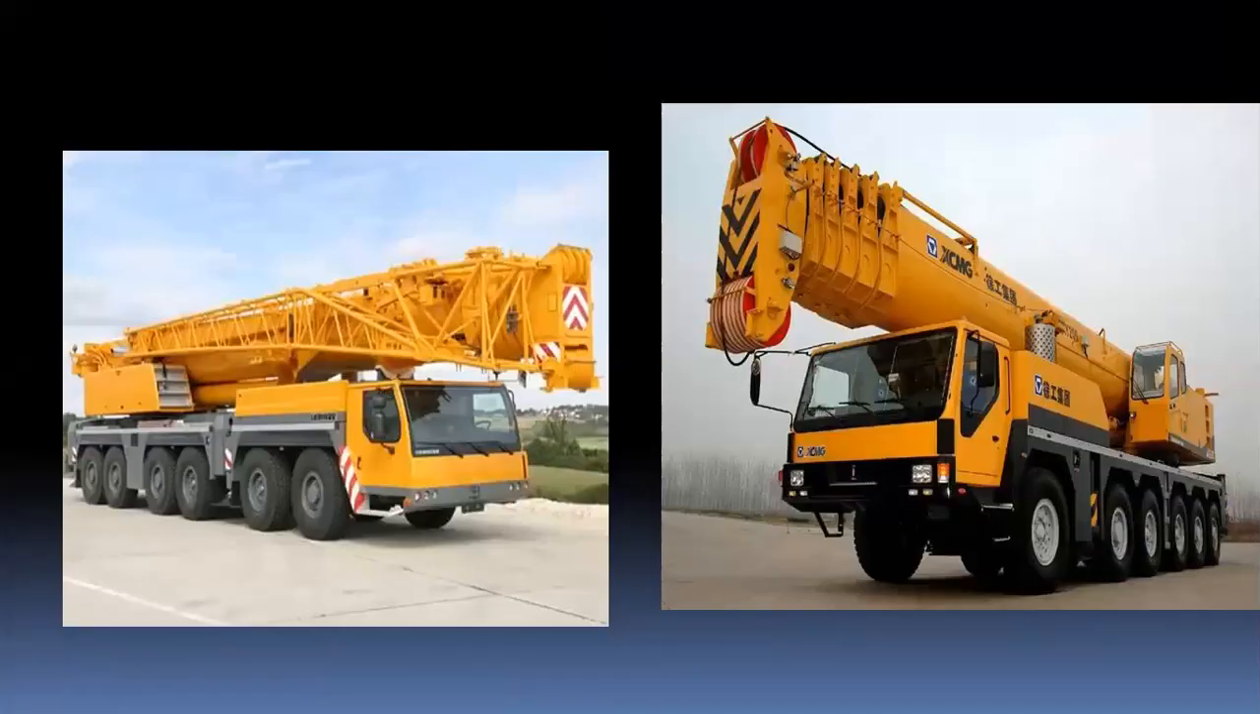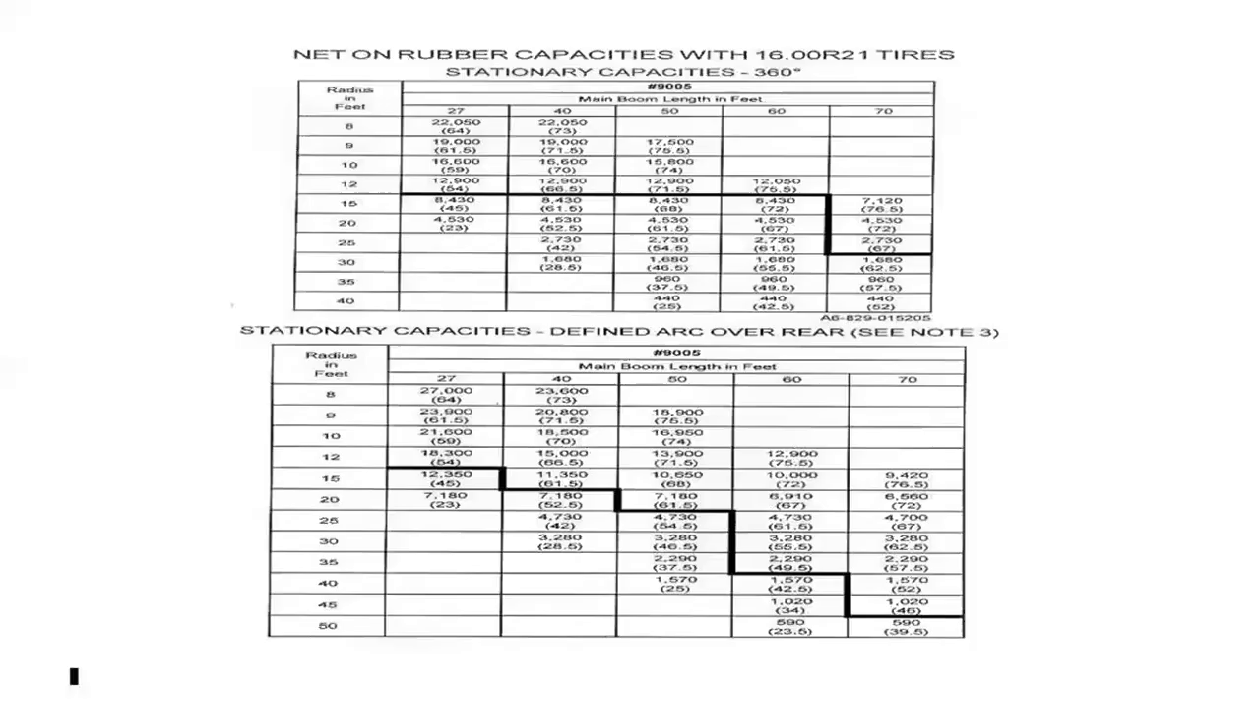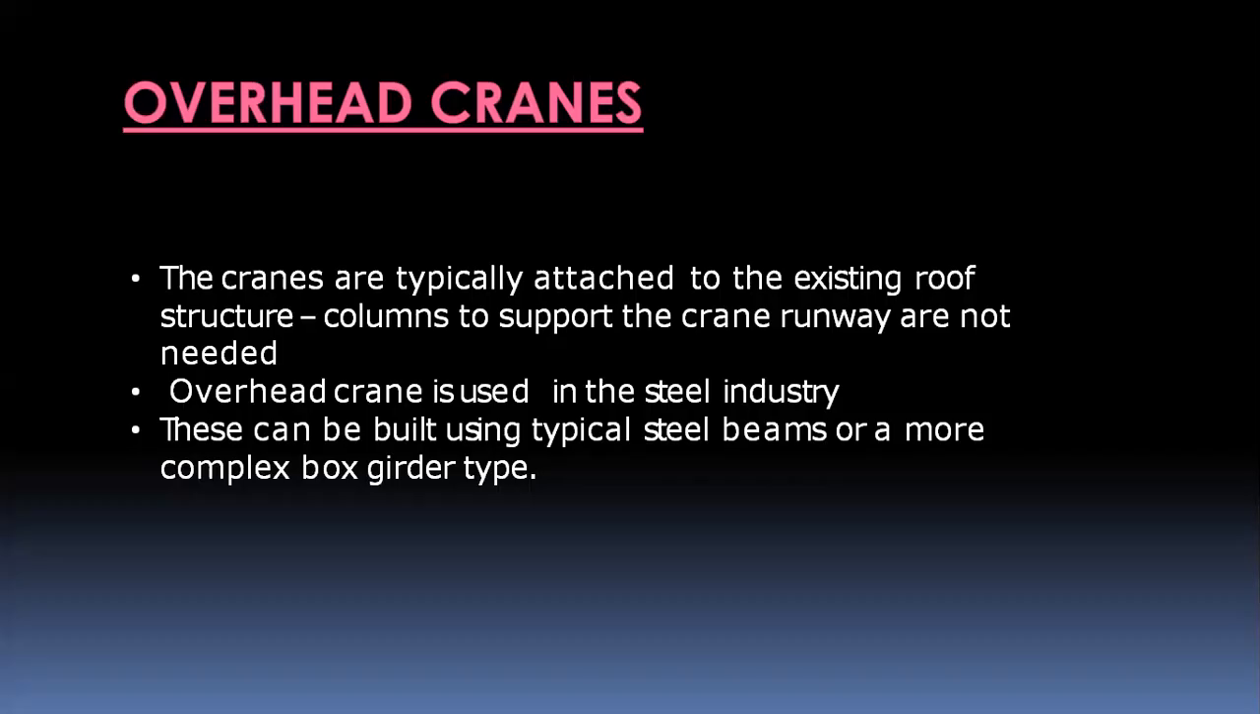These can carry heavy loads and move forward. These are trucks carrying the mobile loads. This is a net on rubber capacities with stationary capacities and defined arc over rear.